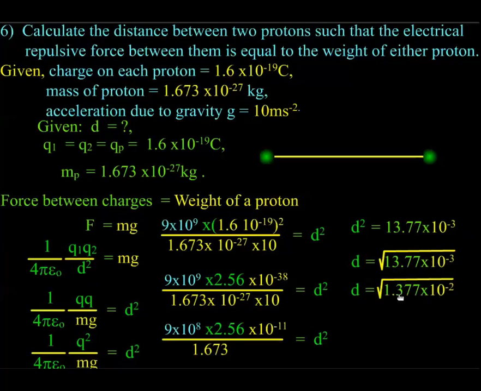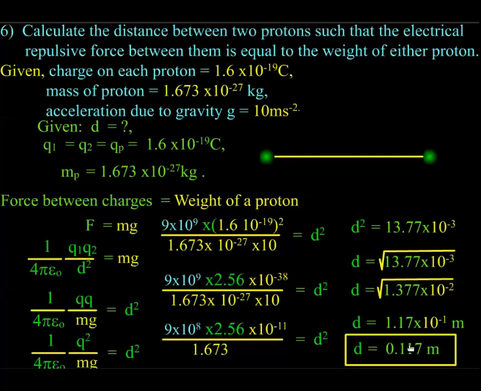And now you take this 1.377 out of the square root. That becomes 1.17 into square root of 10 to the power of minus 2. That is, 2 by 2 is minus 1. So now as this is minus 1, shift this point left side. You get this much. So the distance between two protons is equal to 0.117 meter. This is the SI unit of distance. So this is the answer.